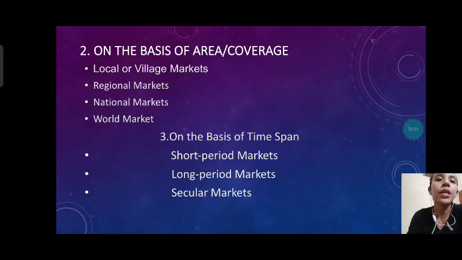Last is the circular markets. The circular markets are markets of permanent nature. The commodities traded in these markets are durable in nature and can be stored for many years. Examples are markets for machinery and manufactured goods. That is the circular markets.